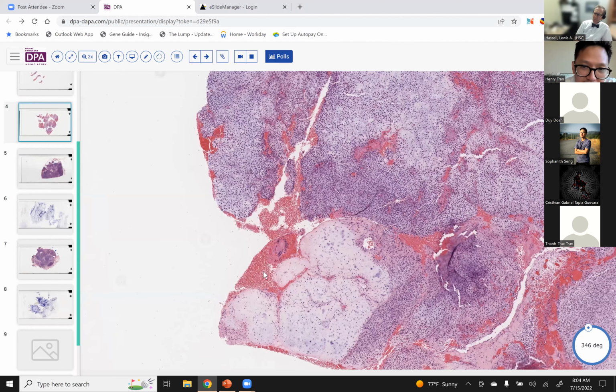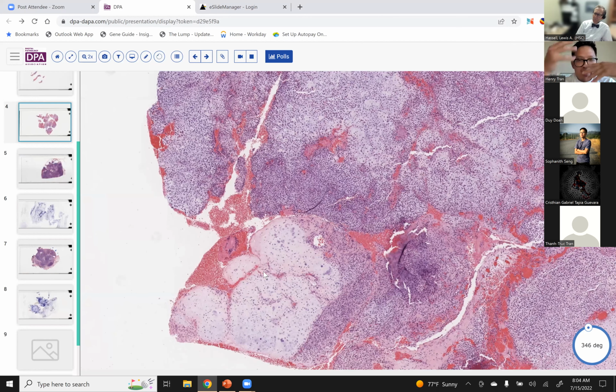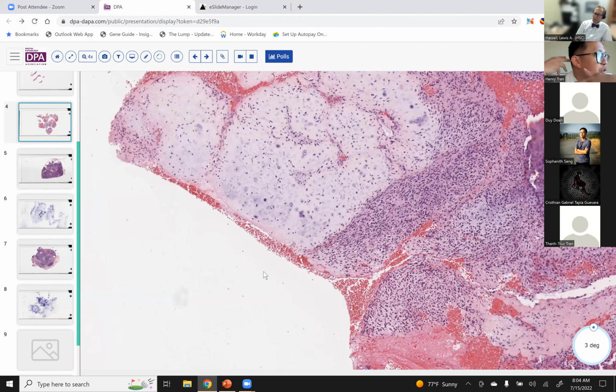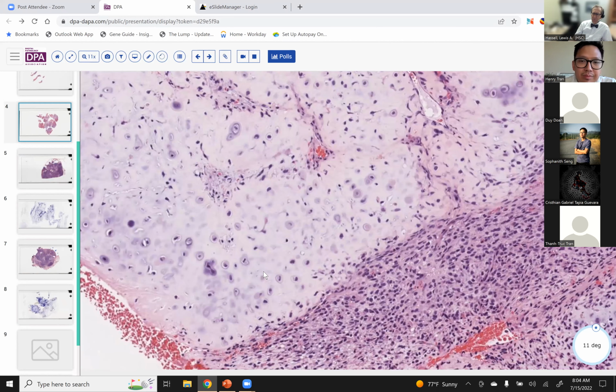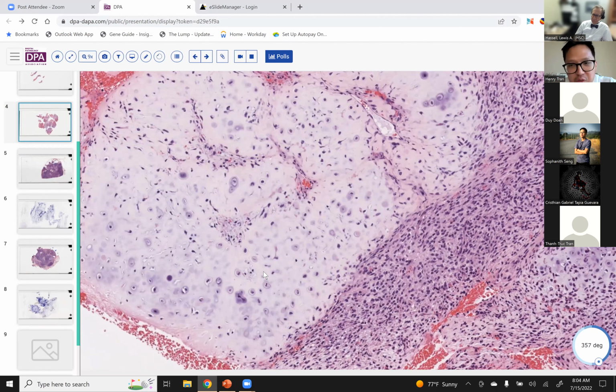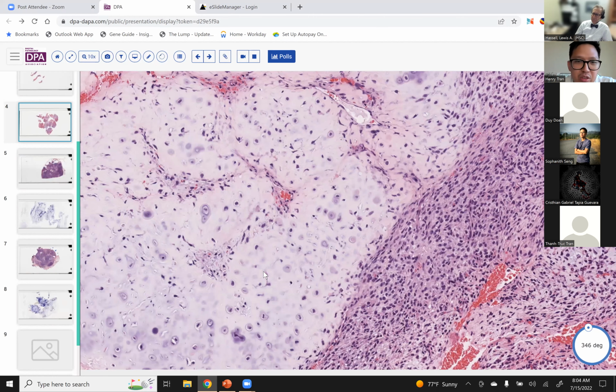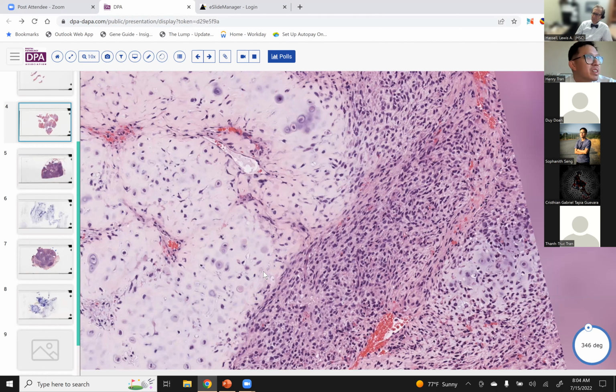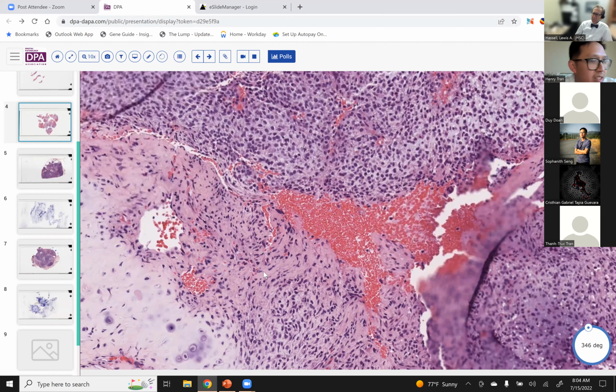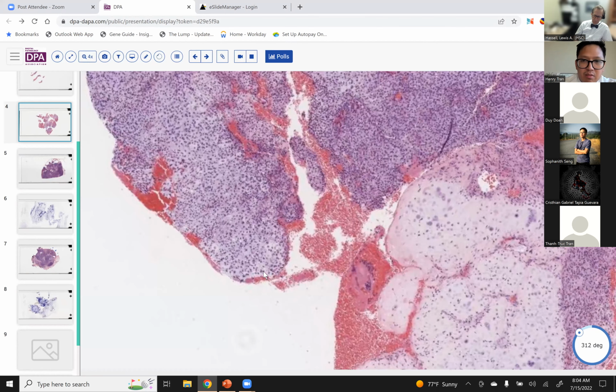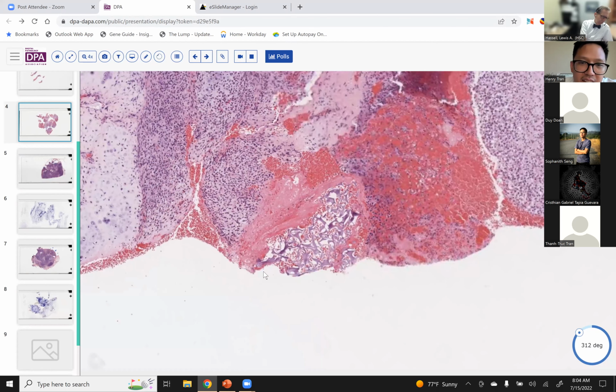And then the other thing, I didn't know exactly where it was. I didn't know if it was in the brain or in the scalp or anything like that. So another thing I thought of with this cartilaginous differentiation is mesenchymal chondrosarcoma, because you have cartilage and you have this round cell component too. Mesenchymal chondrosarcoma actually presents like that.